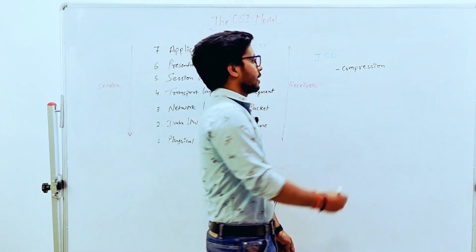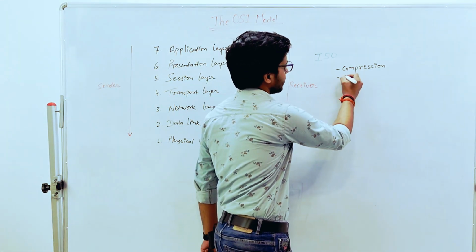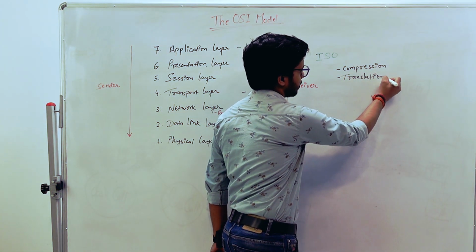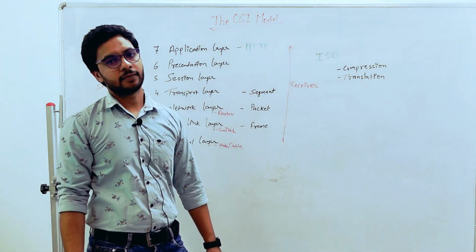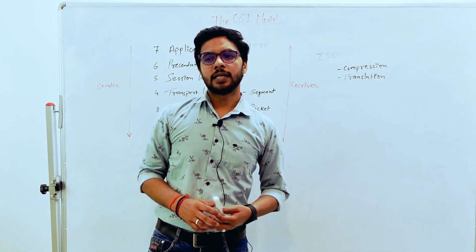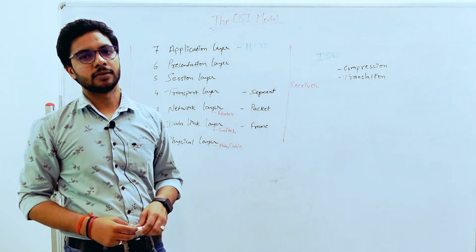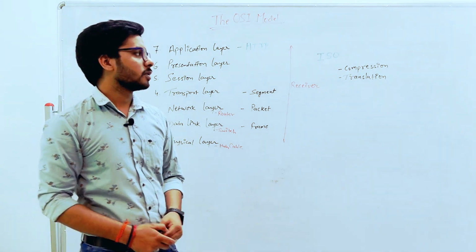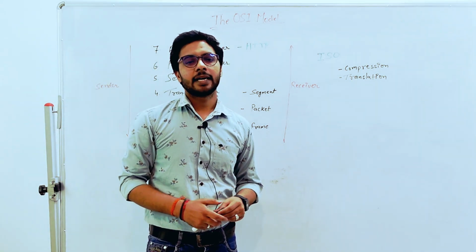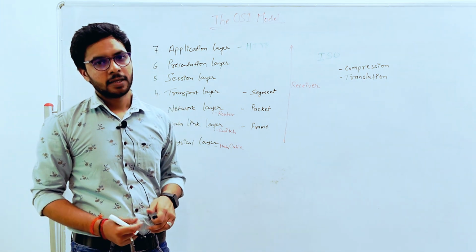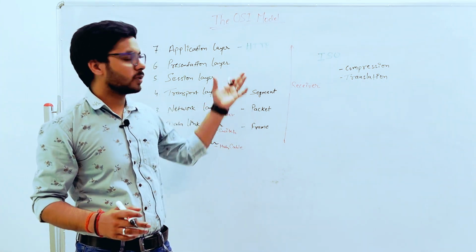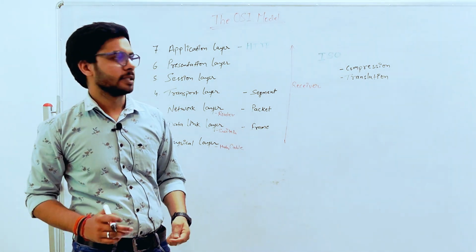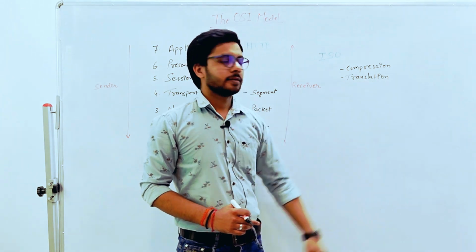Then another task for your presentation layer is translation. Now, what do you understand by translation? We know that in today's networks, we have multi-vendor devices, and the devices are working on different operating systems. So sometimes there can be two machines that have different encoding methods. Your presentation layer is responsible for translating one encoding method to another encoding method. That is another task of your presentation layer.